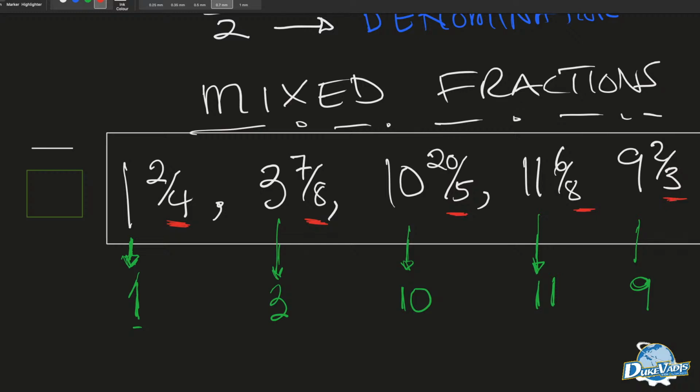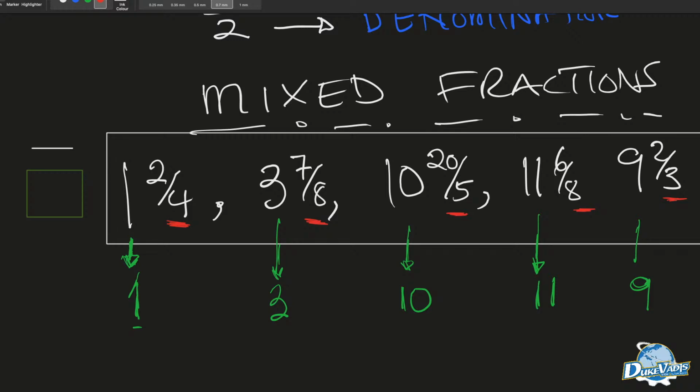Now, we can say that we have been able to identify the fractions. 2 over 4 is a fraction, and 7 over 8 is a fraction, 20 over 5 is a fraction, and 6 over 8 is also a fraction, 20 by 3.